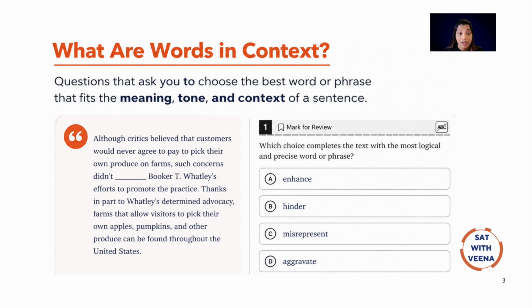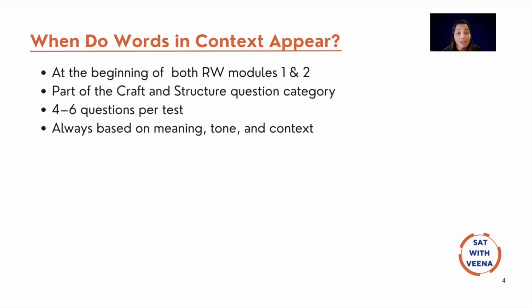Words in context questions ask you to choose the word or phrase that best fits the meaning, tone, and context of a sentence or a short passage. Notice something important here. The SAT is not just testing vocabulary. Instead, it's testing whether you can understand the meaning of the sentence, identify the tone, and select the word that fits logically into the context. So, even if you don't know a difficult vocabulary word, you can still answer the questions correctly by using the context clues.